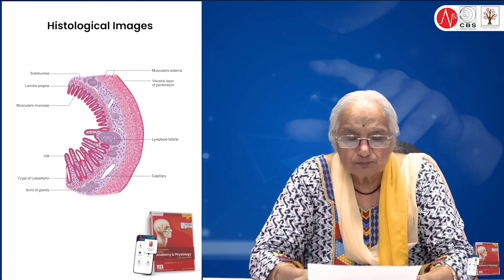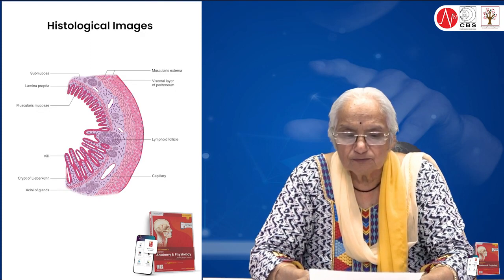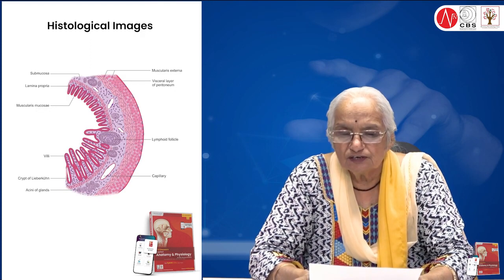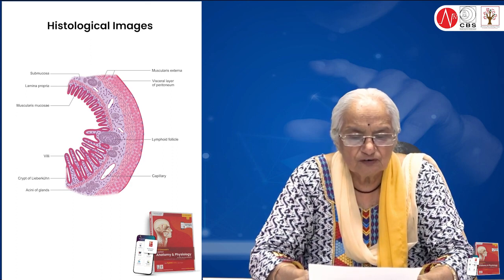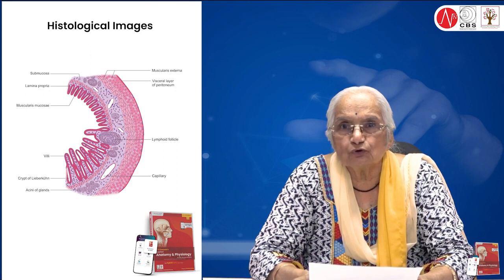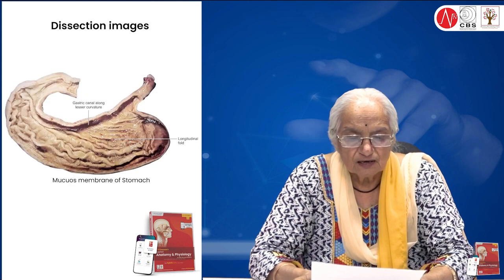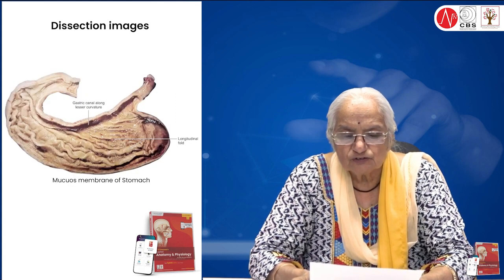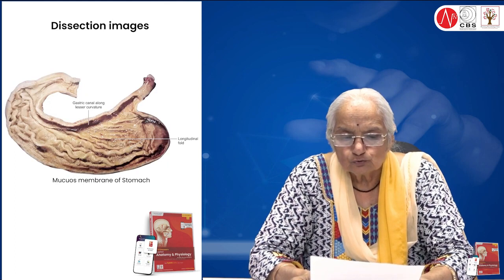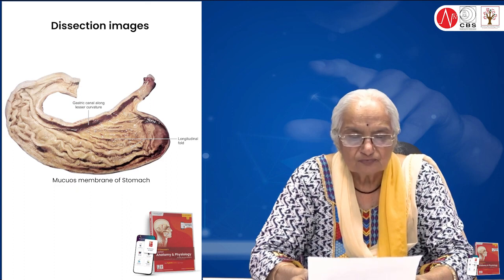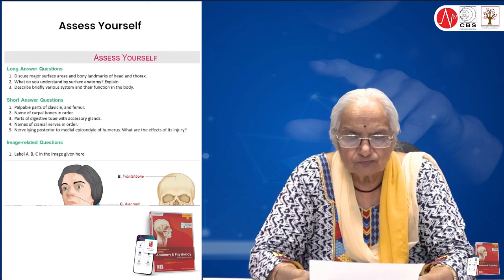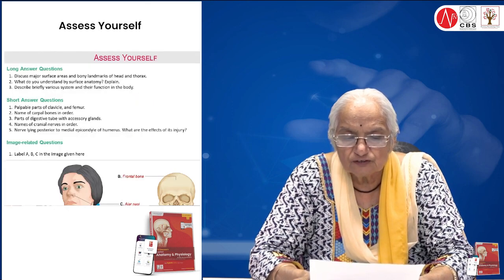At many appropriate places, histological diagrams are given. These are stained by hematoxylin and eosin. It helps everyone to understand the physiology of the subject. Some of the clinical dissection photographs are given to give them a feel of dissection hall. One has to assess oneself by using various means.